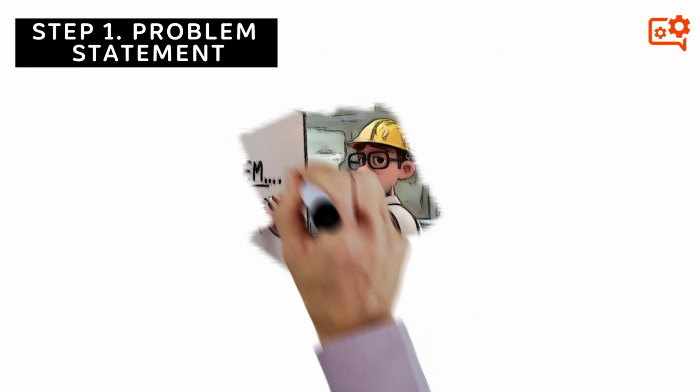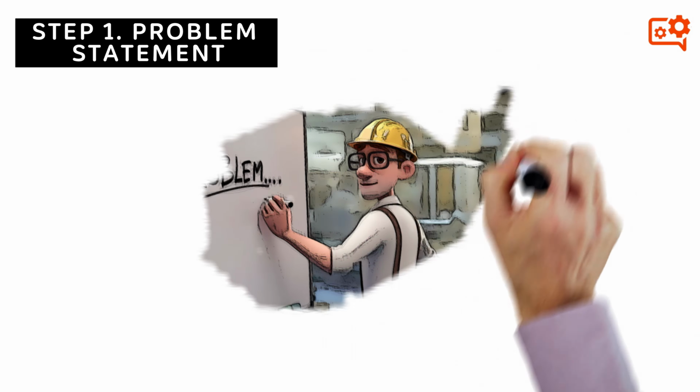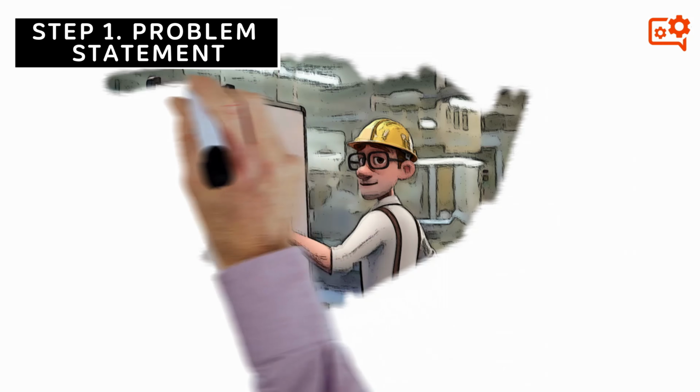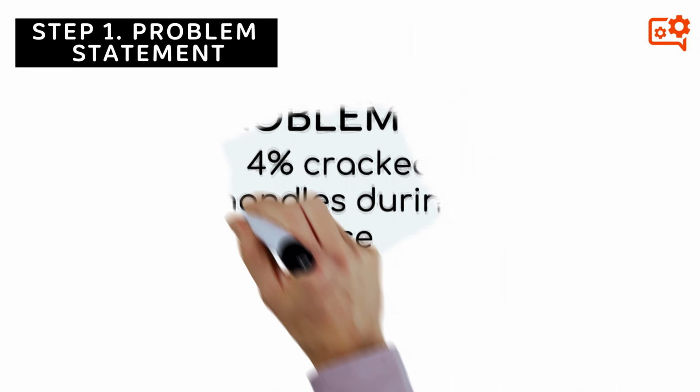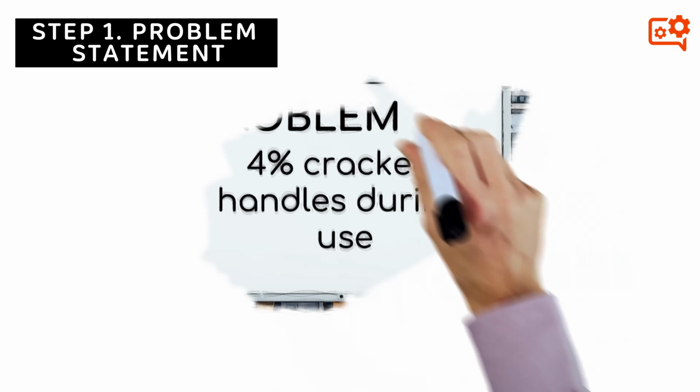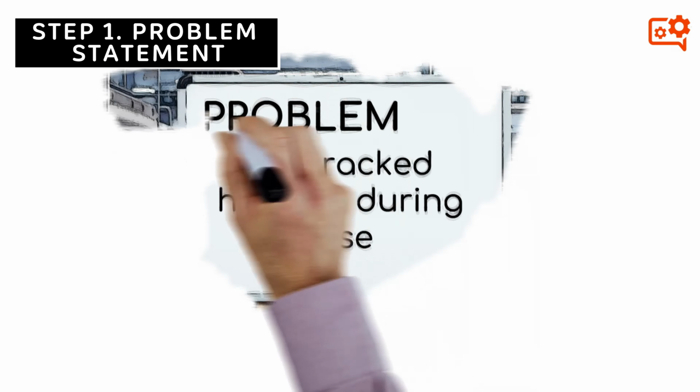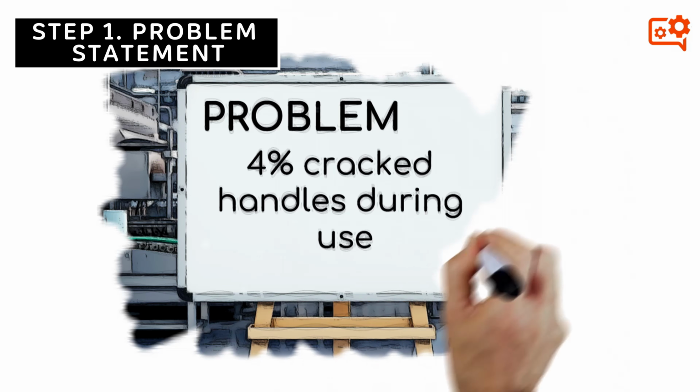A clear and measurable problem statement is essential. It defines exactly what failed, where, when, and how often, setting the stage for a data-driven investigation. Example: coffee mugs, lots 105 to 110, show 4% cracked handles during use. Issue detected in July, produced on kiln number 2. Facts give clarity to the team.